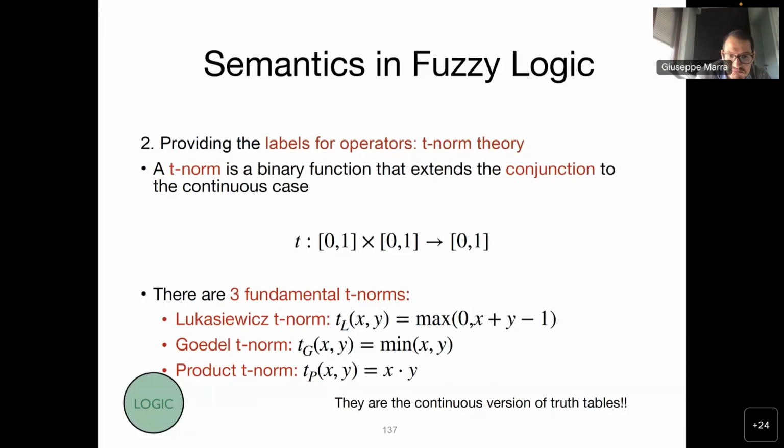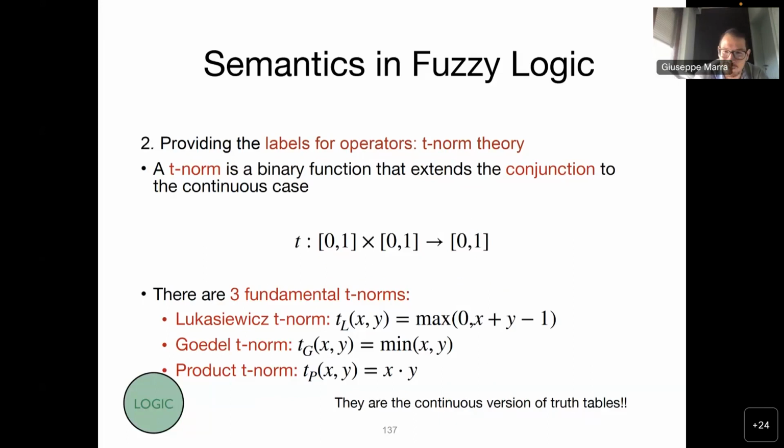There are a lot of t-norms that one can define. Three fundamental t-norms are the Lukasiewicz, the Gödel, and the product. And if we can make an example, suppose we have the product t-norm. The product t-norm is just the product of the two values. And you see that it's very similar to the Boolean case.